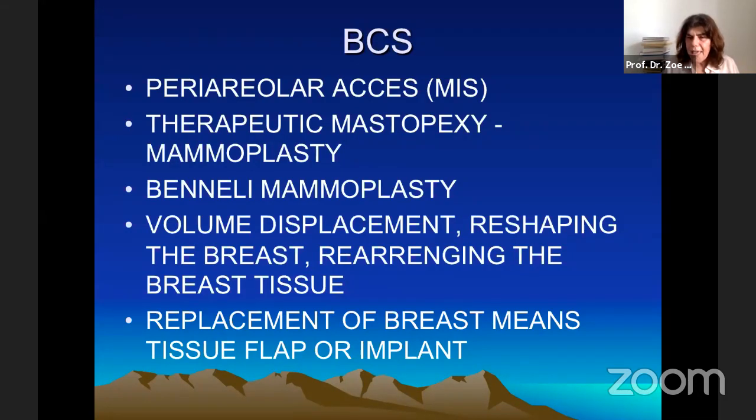Now, if the axilla is positive in the clinical staging, then it is axillary clearance.